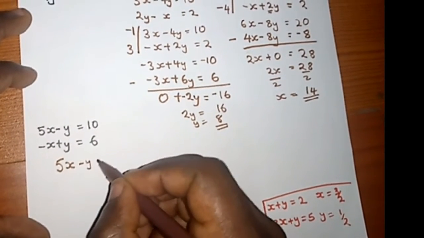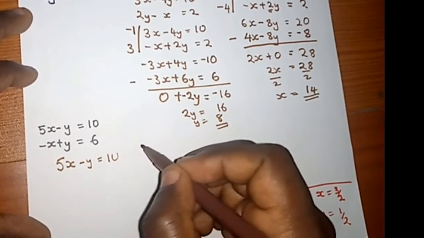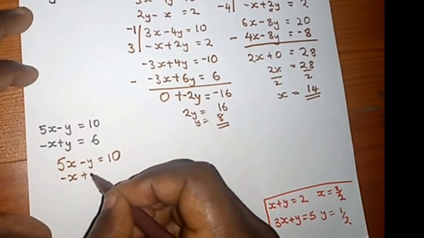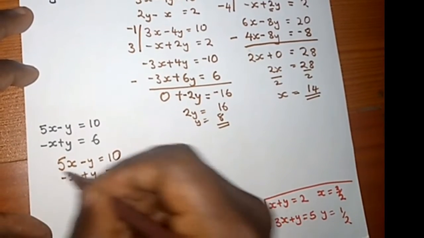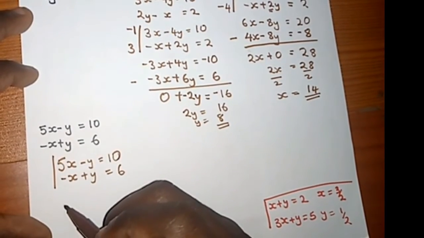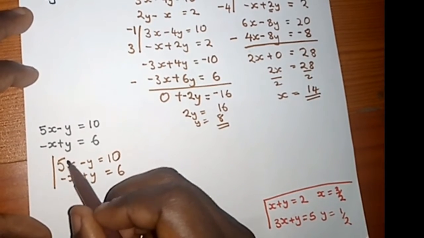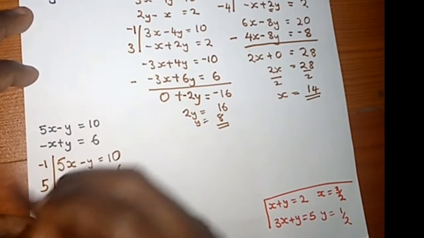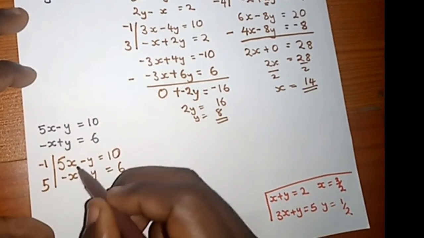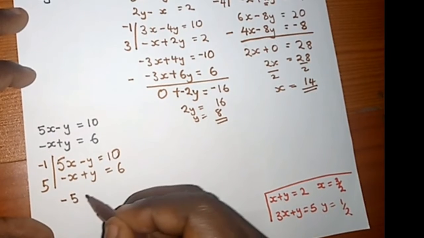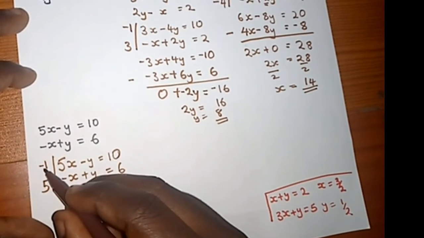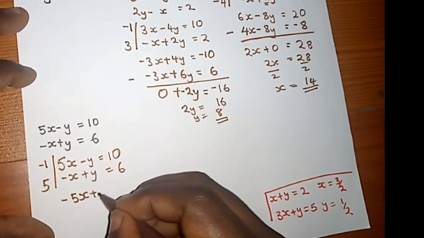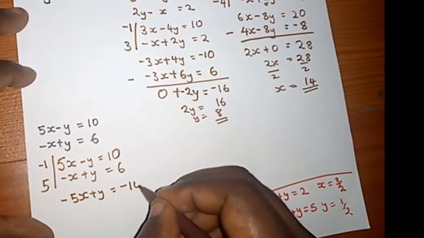5x minus y equals to 10, then minus x plus y equals to 6. So here I'm trying to eliminate my x, so I write here the 5. This one is negative 1, I write it here. So I multiply negative 1 times 5, I get negative 5x, here minus 1 times negative y, I get plus y equals to minus 10.